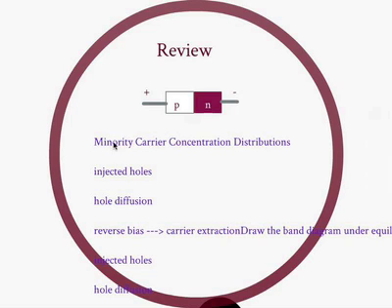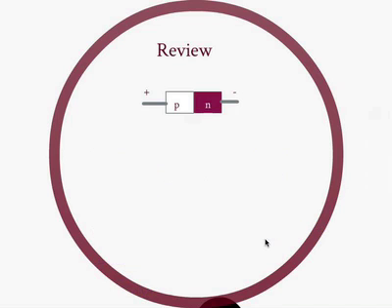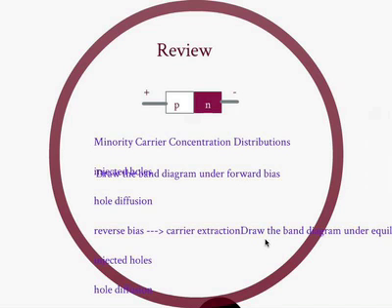So in order to do that, of course, we need to know the minority carrier concentration distribution. For diffusion, we need to know the concentration gradient. We saw this before. We need to know how many injected holes exist, what's the hole diffusion, and what's the reverse bias. Let me see. I think I messed up something here. Okay, now I remember what this was.